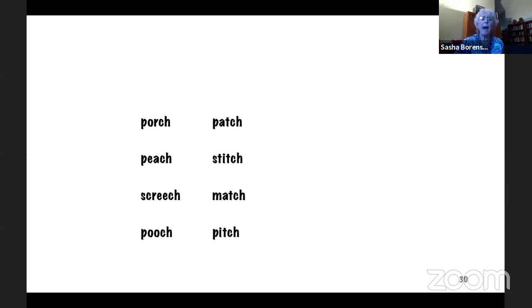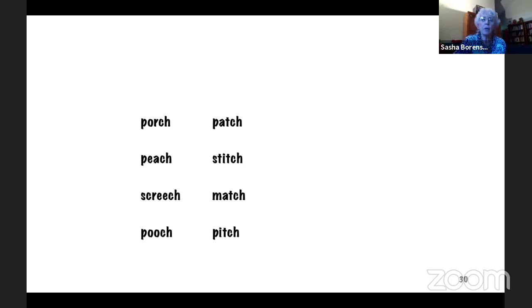Okay, how about the word patch? What's the vowel? Is it weak or strong? And how did we spell the ch sound? TCH. Even though we don't pronounce the T, we've got another consonant there that could have its sound. So we have two consonants after that.